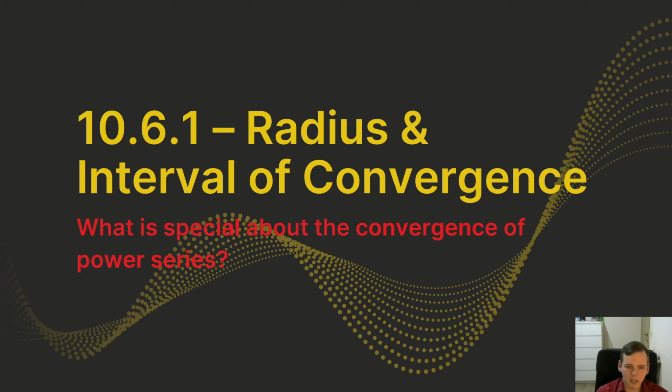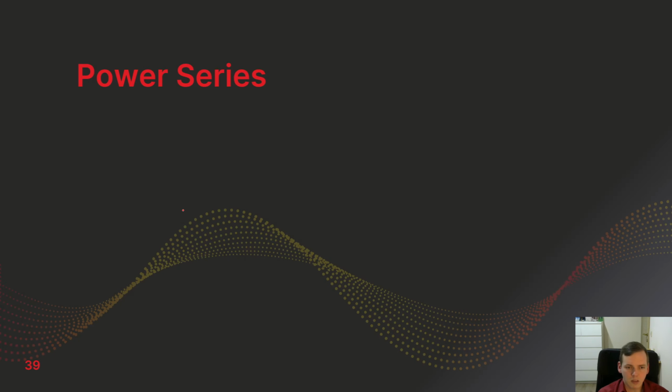Here we're going to look at the radius and interval of convergence. There's something special with power series, which includes Taylor series and Maclaurin series. There's something special about how those series converge. So for a power series, we'll have to do a little bit of review here.